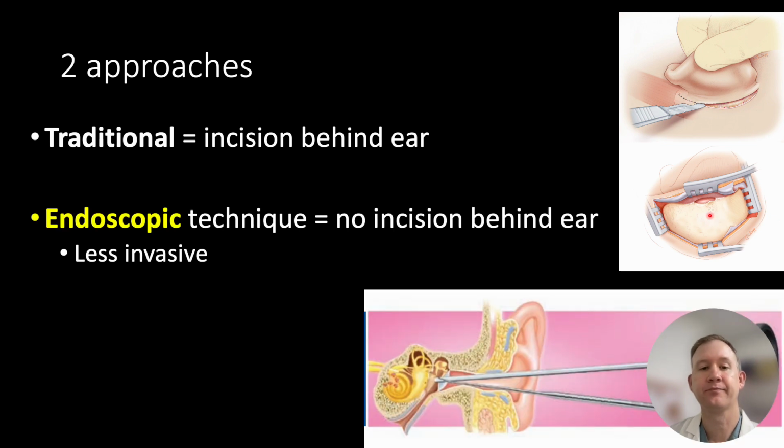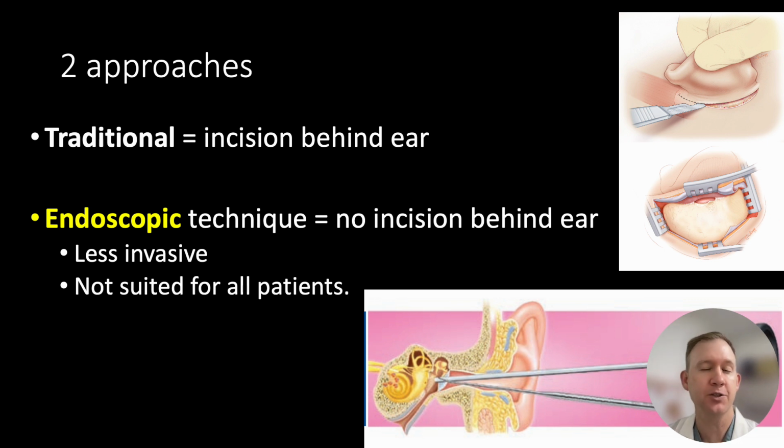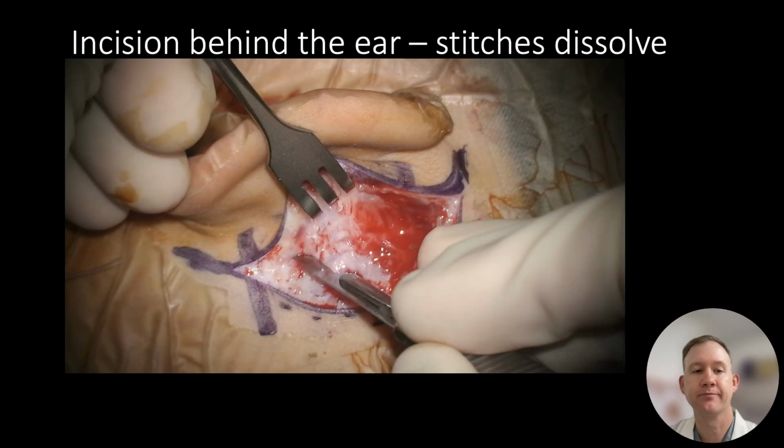There's another way that does not involve an incision behind the ear that we commonly refer to as the endoscopic technique, because we use an endoscope, which is like a camera with a long telescope attached to it. Sometimes the surgeon can do an eardrum repair surgery with the endoscopic technique that does not involve an incision behind the ear. It's less invasive and there's lots of benefits to it, but it's not suited for all patients because it can't access all areas of the ear.